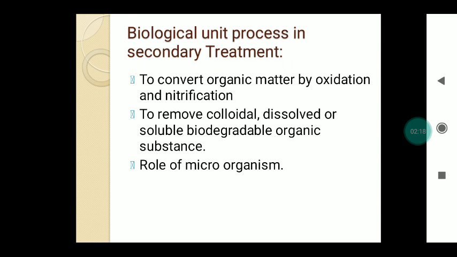The next point is the biological unit process in the secondary treatment. The main objective of the biological treatment is to convert the organic matter in the sewage by oxidation and nitrification. The second is to remove the colloidal, dissolved or soluble biodegradable organic substance by using bacteria or microorganisms.